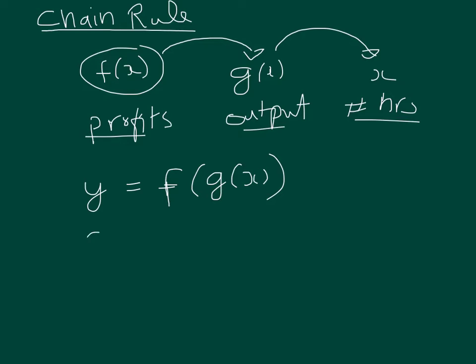So my dy/dx is simply the derivative of f with respect to this whole thing. So I'll call this f prime, and I'll just leave this thing the way it is without changing it at all, times g prime of x.